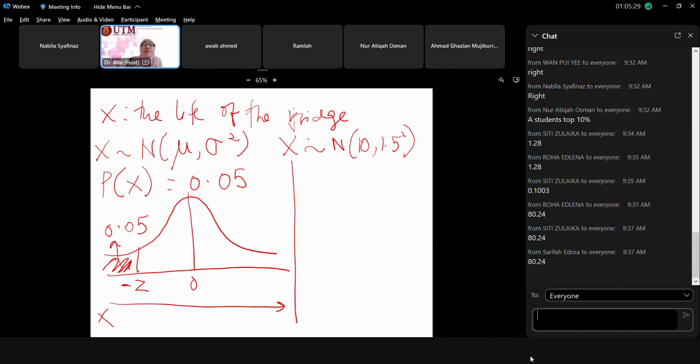So again, we need to find out what is actually the value of Z. We need to look at the table and find the probability which is close to 0.05 in order to find the value of Z. Can you get me the value of Z that has probability close to 0.05?